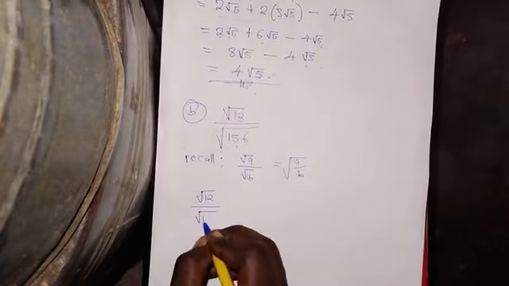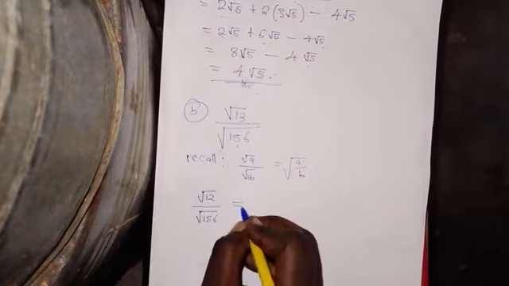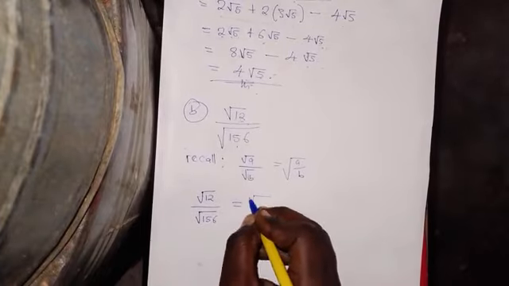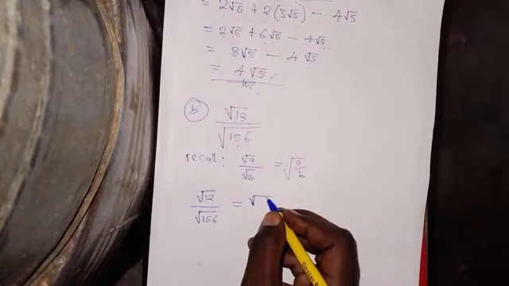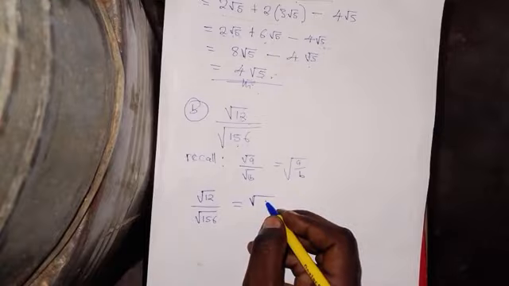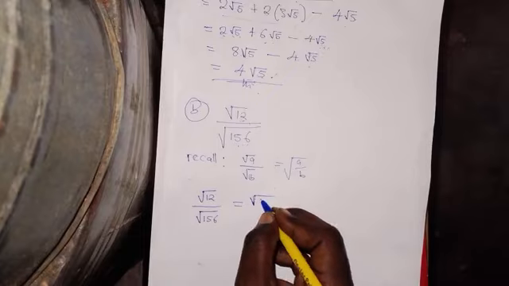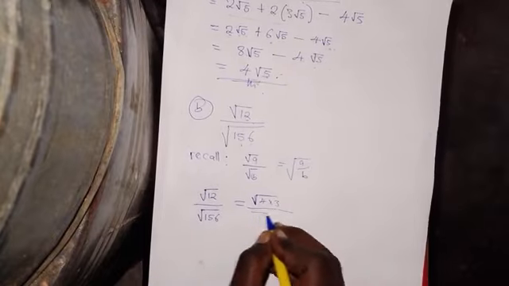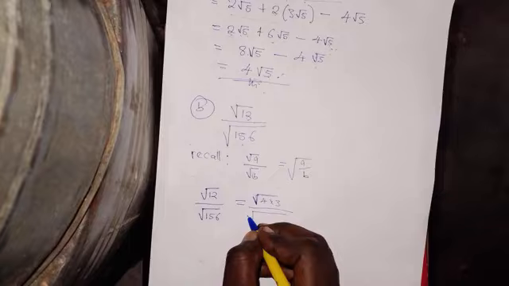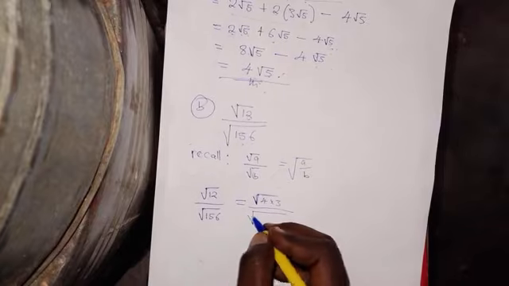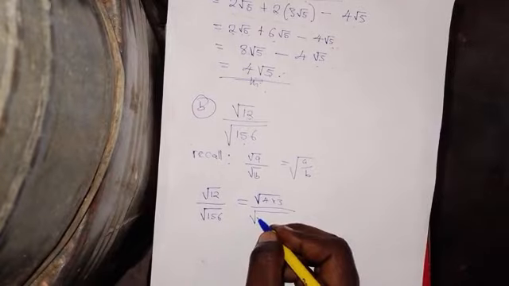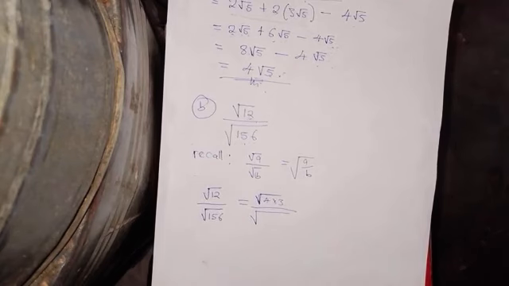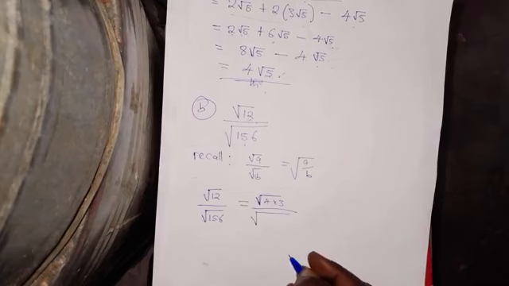root of 156. This is the same as breaking down the 12 into two numbers which can be multiplied to give us 12. One of them should be a perfect square. We can have 6 by 2, but 6 and 2 are not perfect squares. So we've chosen 4 by 3, over root of what? Breaking down the 156 into two factors which will be multiplied to give us 156, but one of them should be a perfect square. What are those numbers?